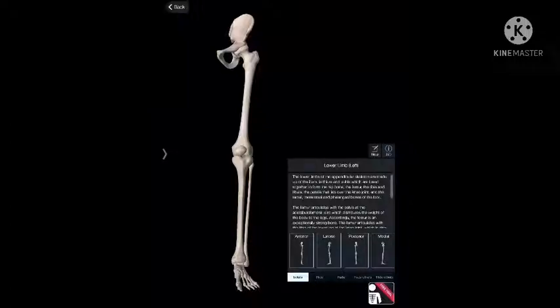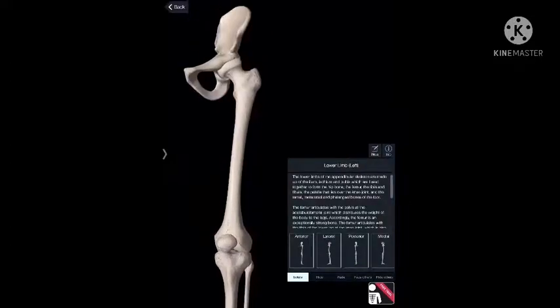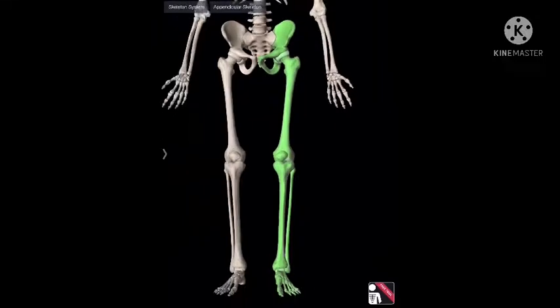The lower limb and its girdle are studied in 4 parts: the foot, the leg, the thigh, and the hip. Let's start first with the foot.